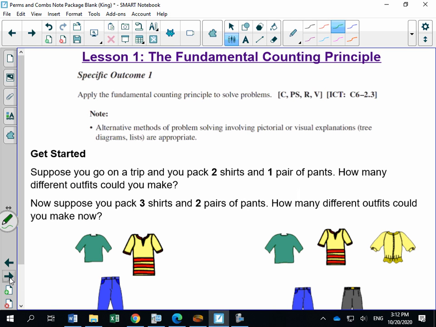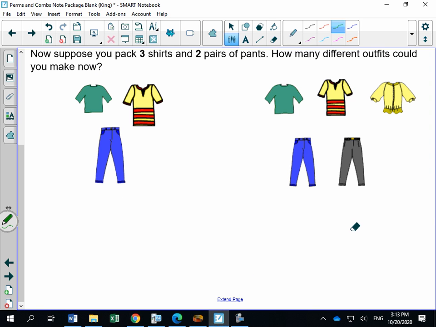Okay, what we're going to start with is something called the fundamental counting principle. So I'm going to show you how we could do a question the long way, and then what the shorthand would be using this fundamental counting principle. So what it says is, suppose you go on a trip and you pack 2 shirts and 1 pair of pants. How many different outfits could you make? So what you would say is, okay, I'm going to pack with this pair of pants the number of outfits that I could have. I could join it with this shirt for 1 outfit, or I could join it with this shirt for 2 total outfits. So the answer would be 2 outfits, right? If you have 2 shirts and 1 pair of pants, you've got 2 total outfits.